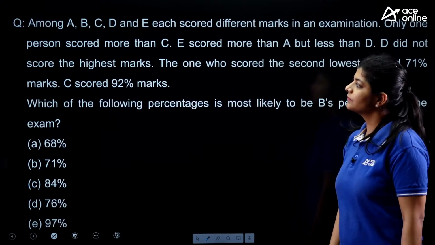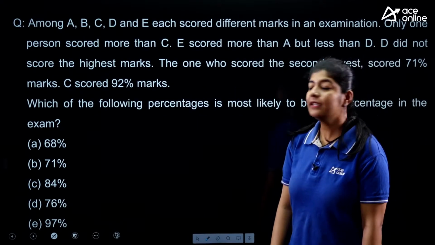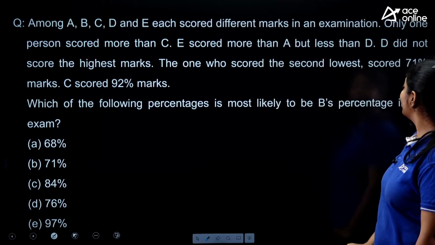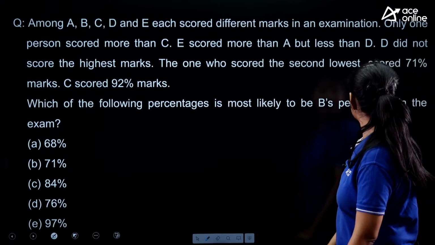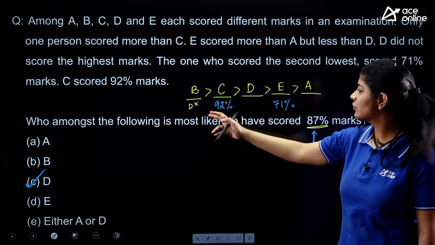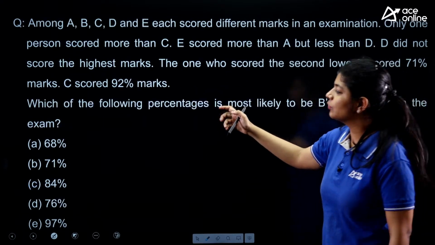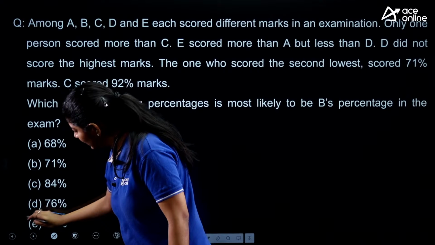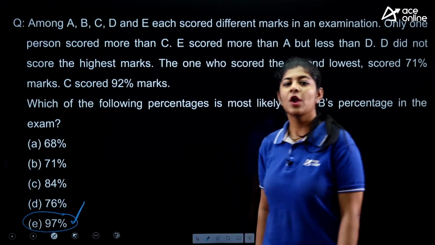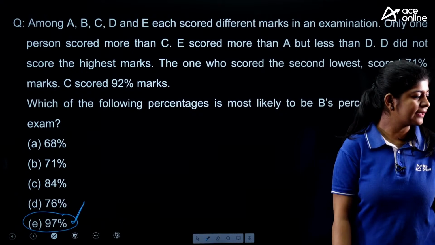Next. The next question says which of the following percentages is most likely to be B's percentage in the examination, and B is the highest scoring, so the value should be greater than 92. So this is the only percentage we are having, that means option number E is the correct one. Option number E is the correct one.